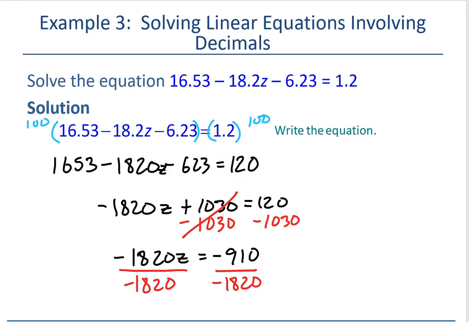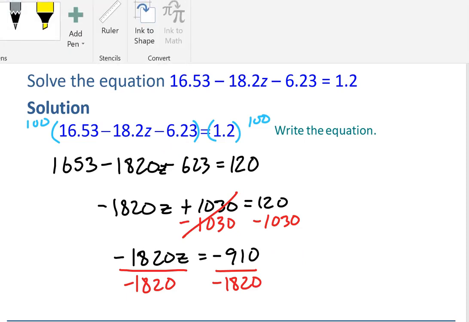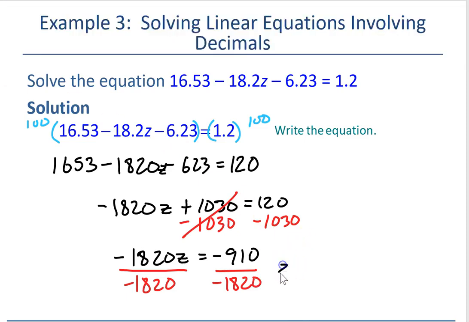0.5. So z is going to equal 0.5, which then you can go in there and just plug it right back in if you'd like. And once you do that, you're going to find out that works out just fine.